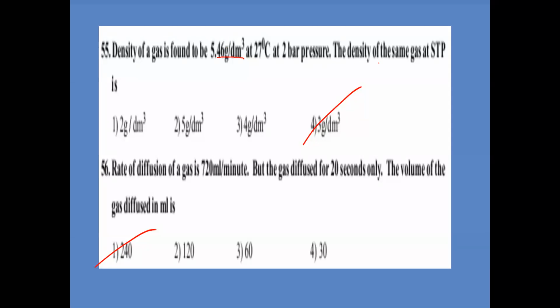Now the density of the same gas at STP, what? At STP conditions, temperatures and pressures are different. Here 27 degrees Celsius and 2 bar. But STP means 1 bar pressure and 0 degrees Celsius should be taken. And we know that temperatures must be taken only in Kelvin. So the density formula we have to apply here.